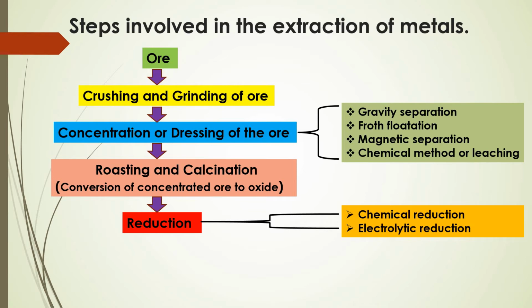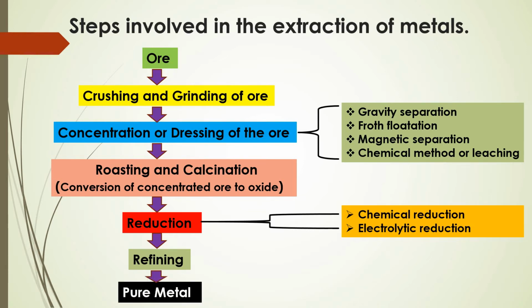Once the oxides are reduced, we need to refine. The final stage is refining of the metal. Some impurities might be present, and to remove those impurities we need to do the refining process. Finally, after refining, we get pure metal. So there are five steps involved in the extraction of metal: crushing and grinding, concentration or dressing of the ore, roasting and calcination, then reduction, refining, and finally after refining we get pure metal.